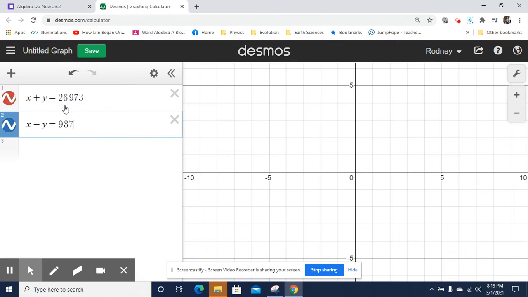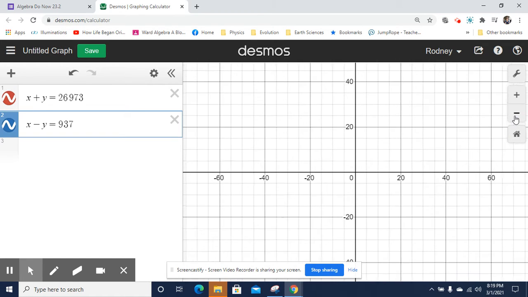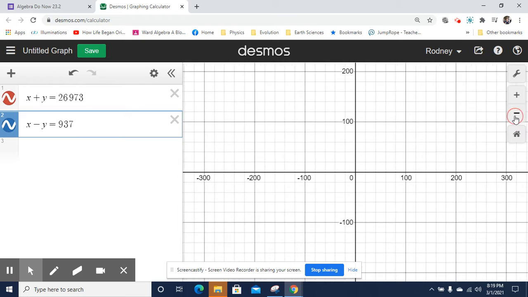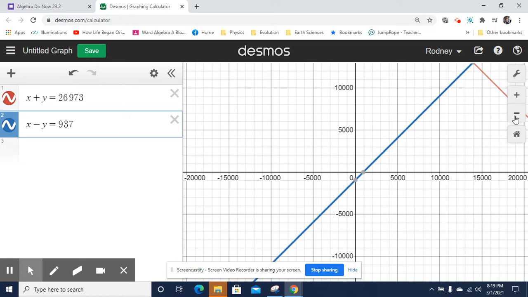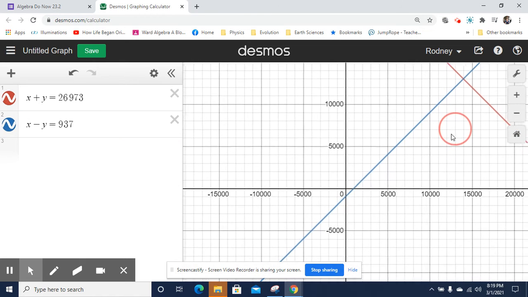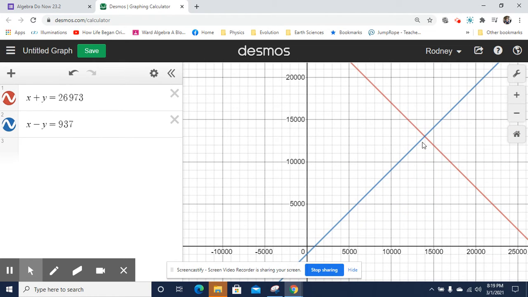So I've put them in here, and you're like, but Mr. Warden, where's the graph? Well, to find the graph, you'll have to zoom out because I'm dealing with some pretty big numbers here. So let's zoom, zoom, zoom, a whole bunch of zooming. And when we get there, we have an intersection point right here: 13,955 and 13,018. And that's the point that we get there.